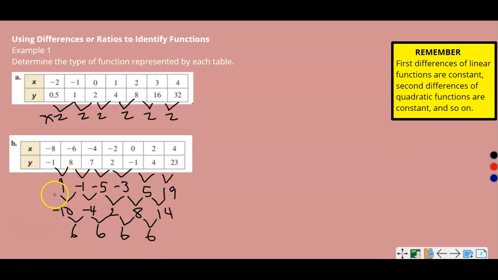So this is my first difference, my second difference, and my third difference. Because it's my third difference, that means this data represents a cubic function. So this one would be a cubic function. And we said this one up here was exponential.